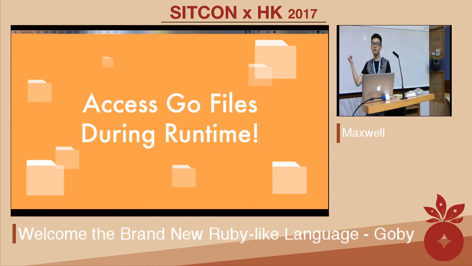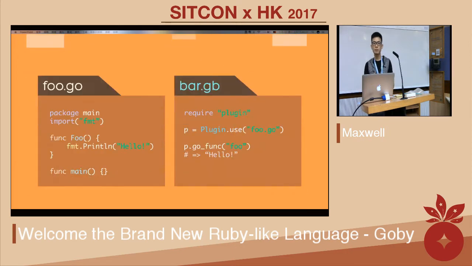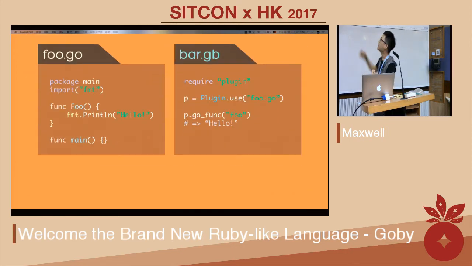So how does it do that? For example, on the left-hand side, there is a Go file, a Go package, which is written by yourself. And the right-hand side is the Goby file, where you can see that it requires a plugin library. And on the second line, P is assigned with plugin.use and uses the file name of the Go package.